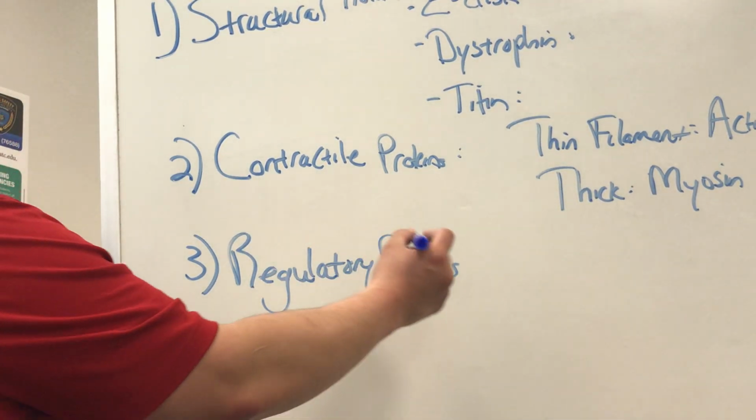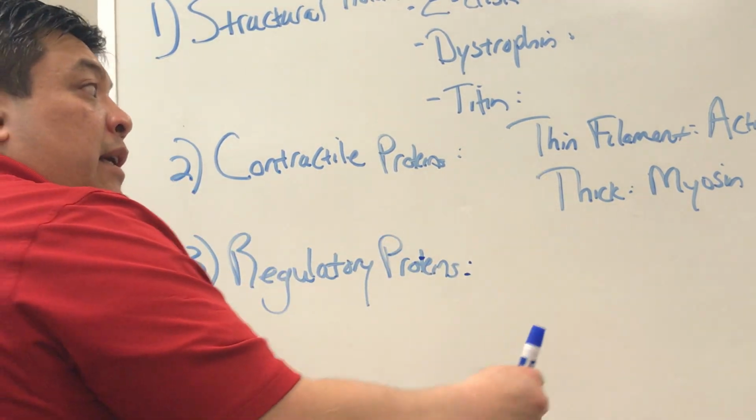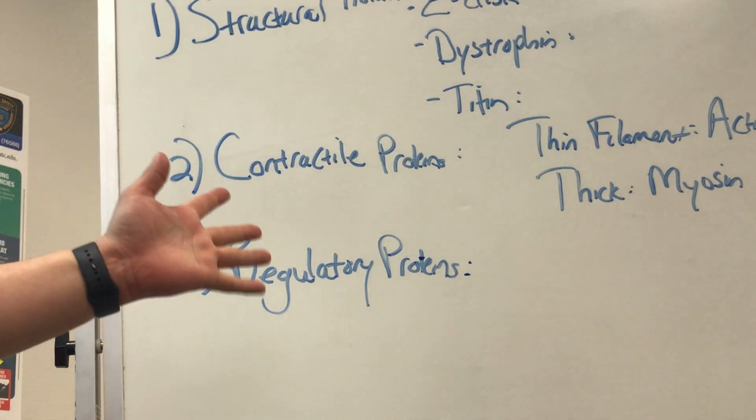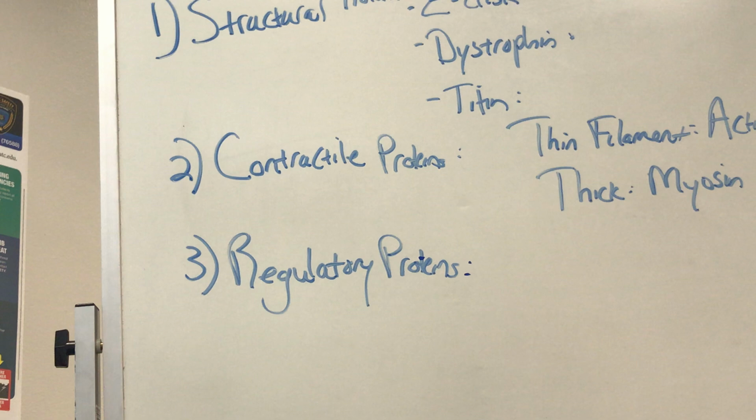Now, the regulatory proteins regulate when these two interact. Myosin and actin cause the muscles to shorten. Those are the functional ones. But you need to regulate when they interact with each other. If you don't, most of you guys have had a cramp before. Sucks, doesn't it? What happens then is the muscle contracts all at once and you can't control it, right?